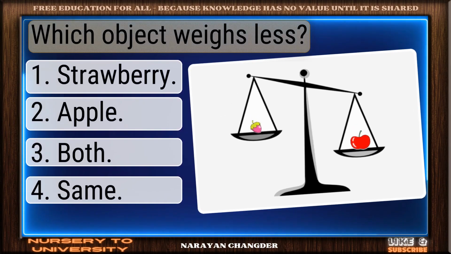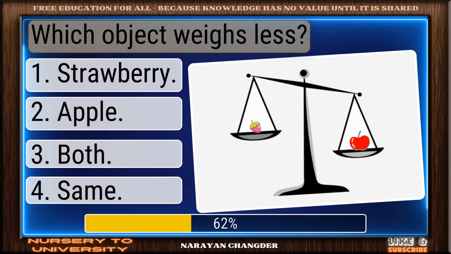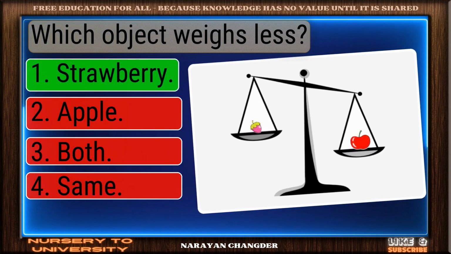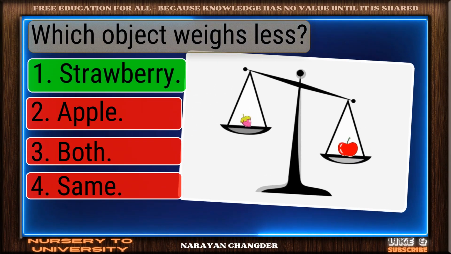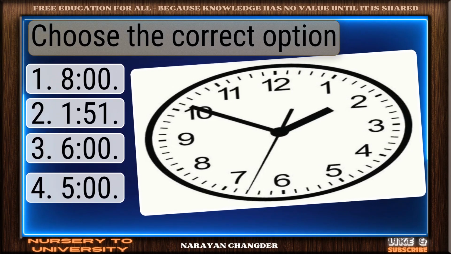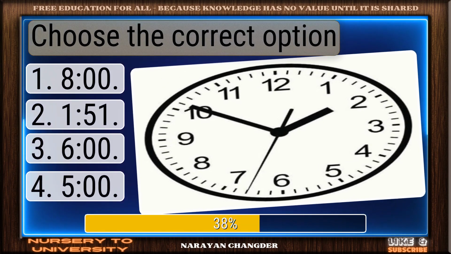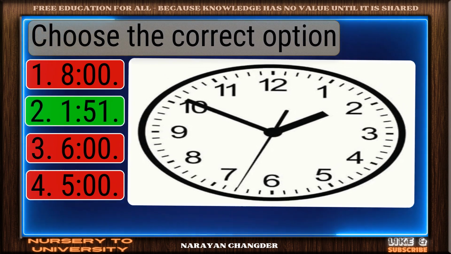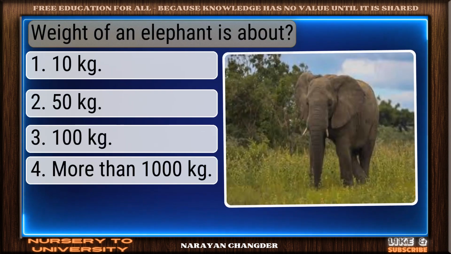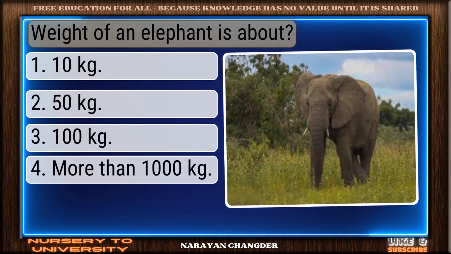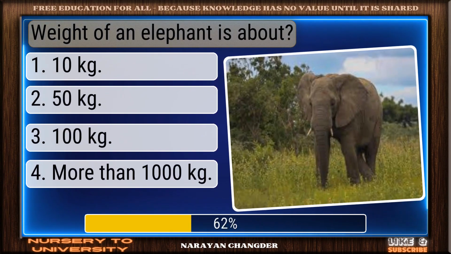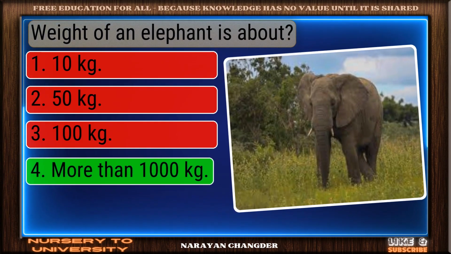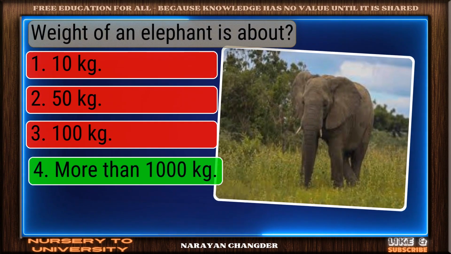Which object weighs less? Excellent choice. Strawberry is the right answer. Choose the correct option. Sharp thinking. 51 is the right choice. Weight of an elephant is about. Excellent. More than 1,000 cars is a brilliant choice.